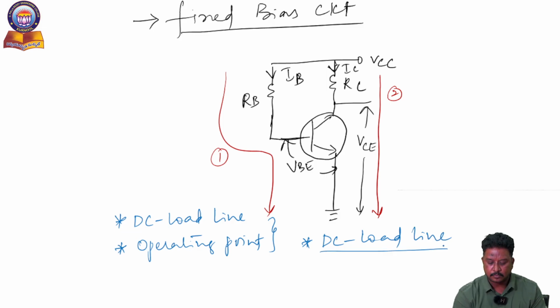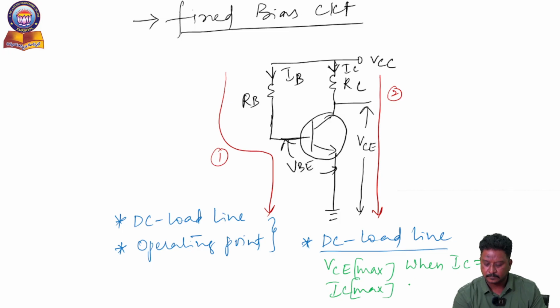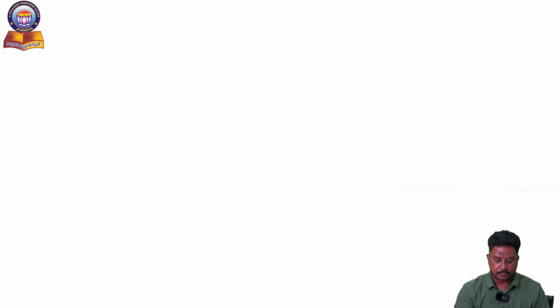So in order to locate, first initially, the DC load line, we require 2 conditions. One is VCE maximum when IC is equal to 0. The next one is IC maximum when VCE is equal to 0. So from this definition, first I want to concentrate on the DC load line of a fixed bias circuit.